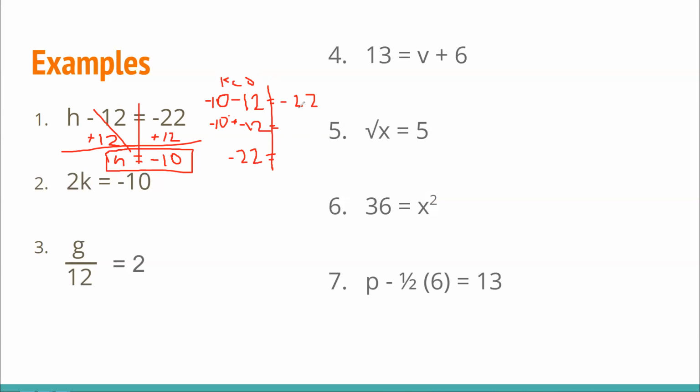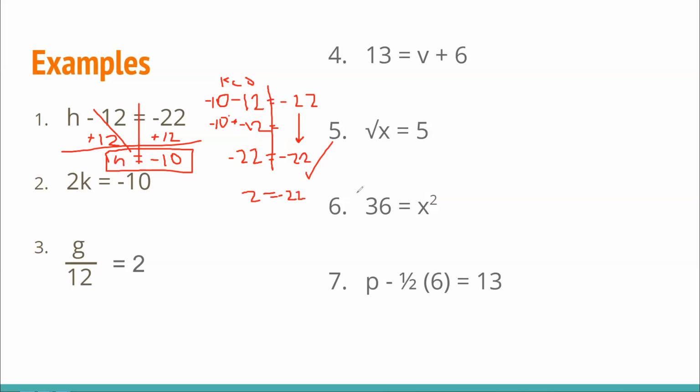Now that I've simplified that side, I'm going to bring this down. So I've got negative 22 equals negative 22. Since it's the same exact thing on both sides, I know that I did it correctly because negative 22 does equal negative 22.